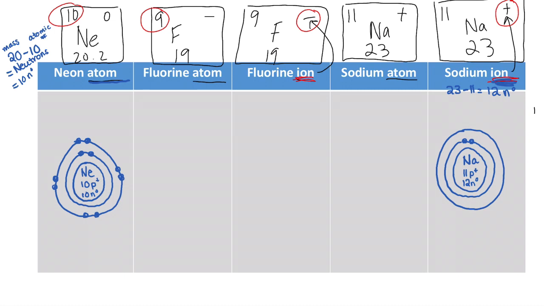Now the plus here means that it is missing 1 electron. So instead of having 11 electrons like the atom would, the ion is going to have 10 electrons. So it's going to look like neon. We've already done 2, so we have 8 other electrons to place.